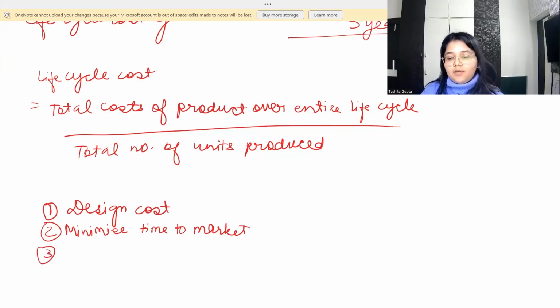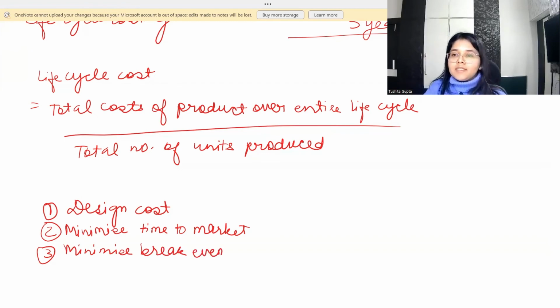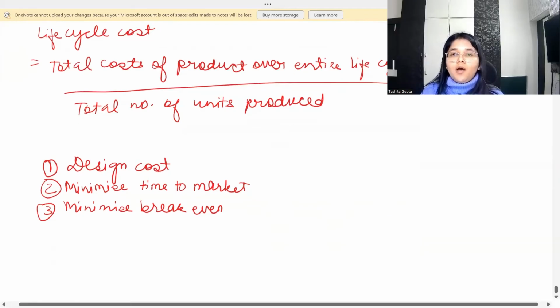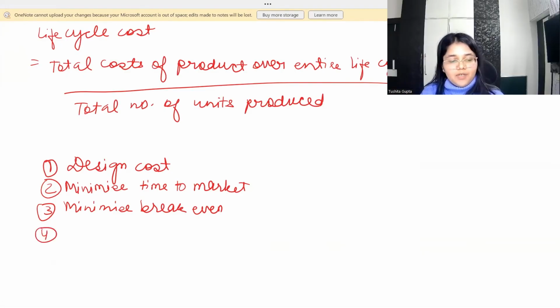Then the third thing that you can consider is you minimize the break-even point. So how do you minimize the break-even point? Break-even point is the point where there are no profits that you are incurring, you're at a no profit or no loss situation. So this will be minimized when you minimize your costs. If you work out a way to reduce the cost that you are incurring, then the break-even will also be minimized.